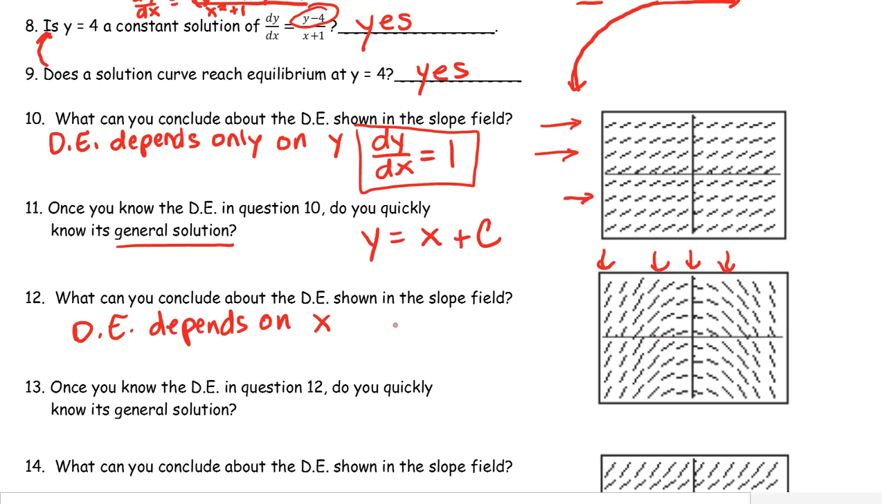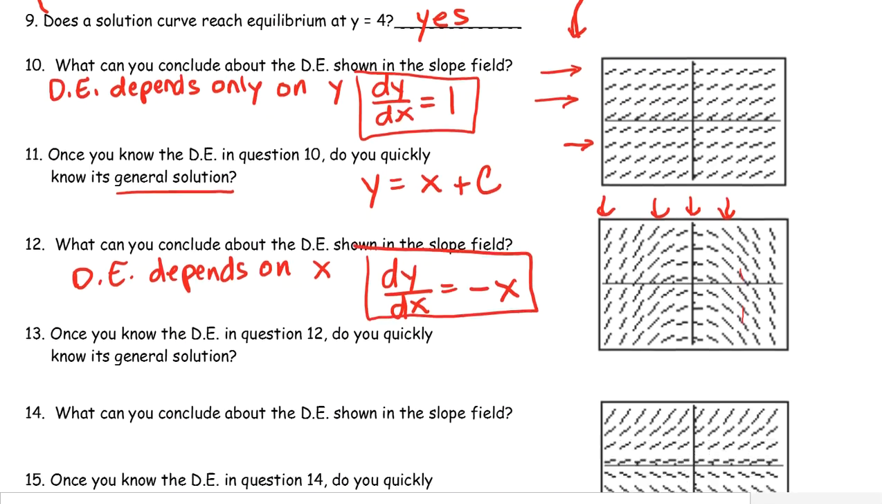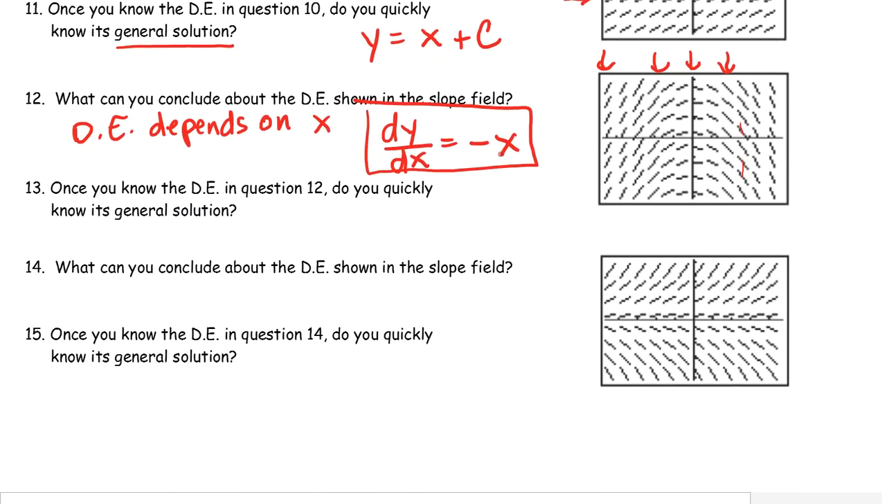So again, you might not recognize this immediately, but I know that this slope field is from the equation dy/dx is equal to the opposite of x. So at -2, the slopes are +2. And at +2, the slopes here are -2. So again, the next question, once I give you this equation, and you might have guessed something similar to that, but you wouldn't have known unless I told you that that was the differential equation.